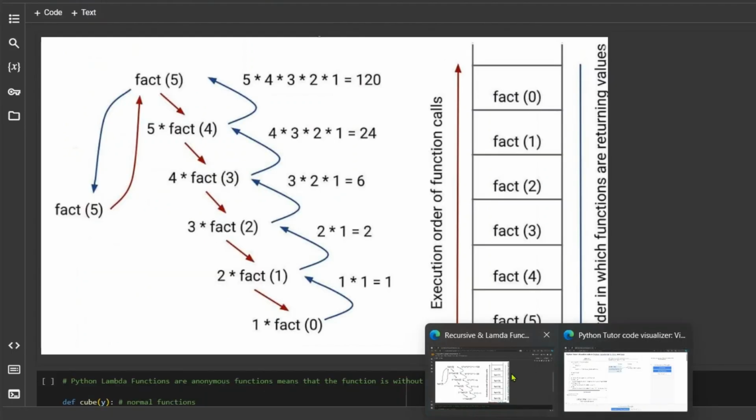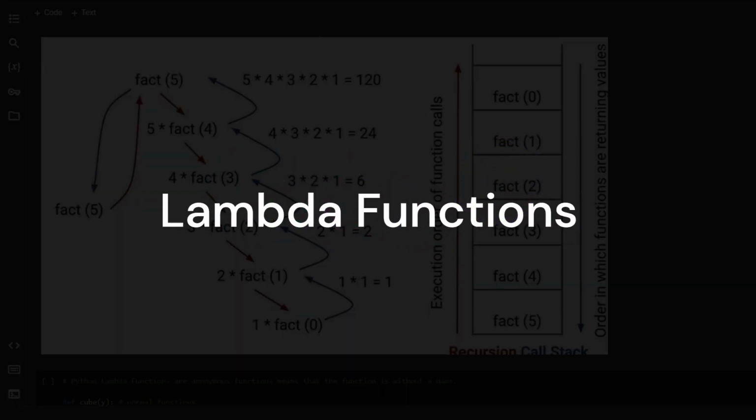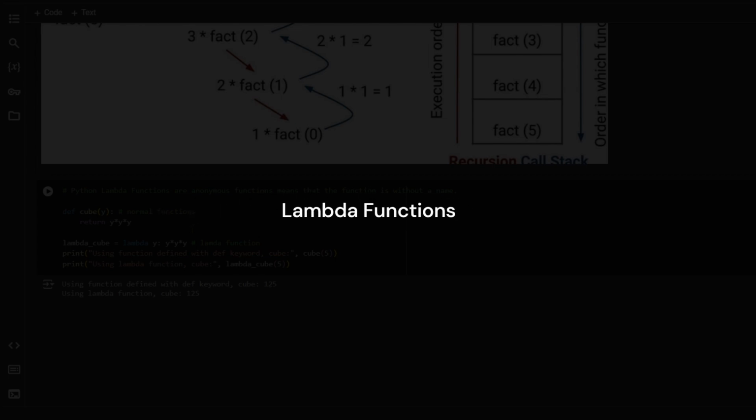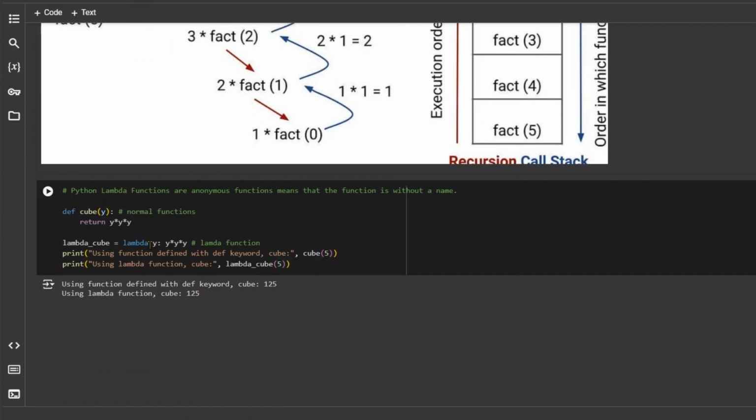And now let's move on to lambda functions. So what are lambda functions? In lambda functions we use a keyword called lambda. These functions are anonymous functions, meaning that they don't have any name associated with them. So we have taken an example here as well. We will define a lambda function that returns a cube of a number.